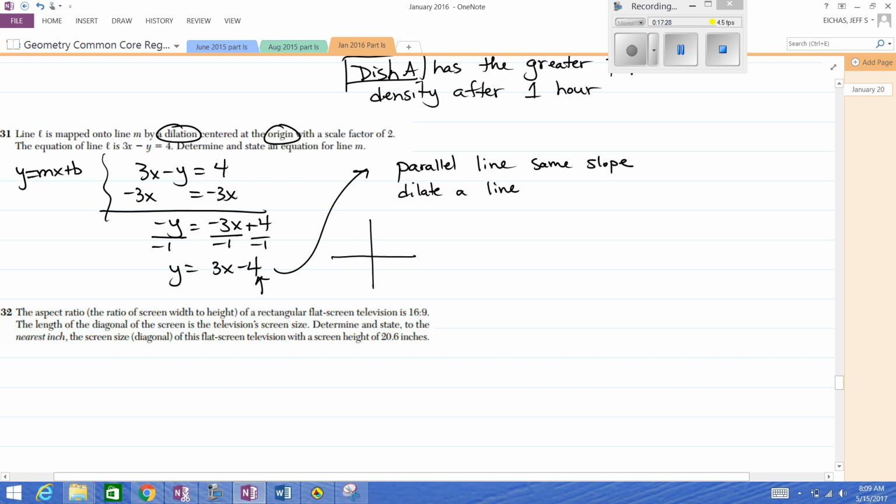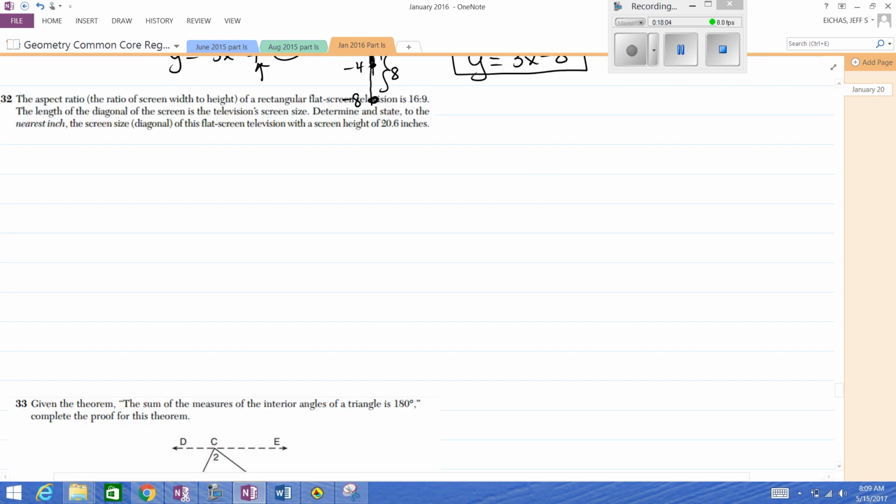Now, the y-intercept, if you see this quick, here's the center of dilation, here's the y-intercept down here, negative 4. This space is 4. We're going to multiply that distance across. So 4 times 2 is 8. So we're going to go from the center of dilation down 8. Well, that's going to take us to negative 8. So the y-intercept is going to be negative 8. So here's our whole equation, 3x minus 8. Okay? All right.